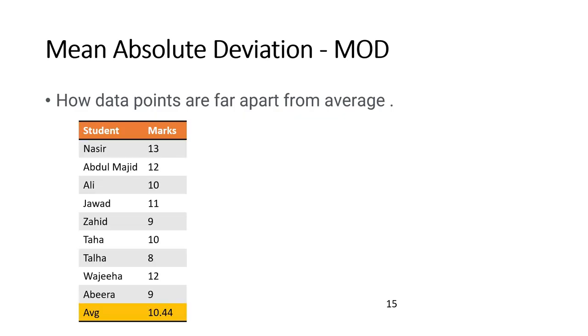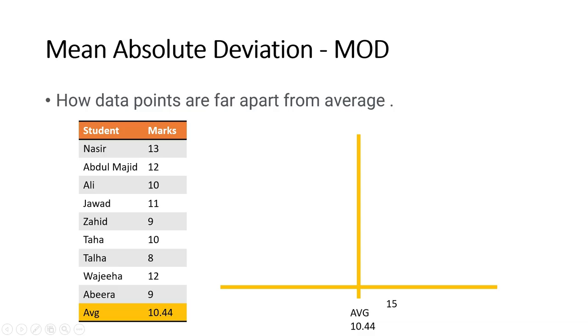For example, this is the student marks data. Inside this, you can see that Nasir got 13 marks, Abdul Majid got 12 marks, Ali got 10 marks, and similarly all these students' marks are here. So the average or mean of these values is 13 plus 12 plus all the values, divided by the total number of values, that is 9. So the average is 10.44.